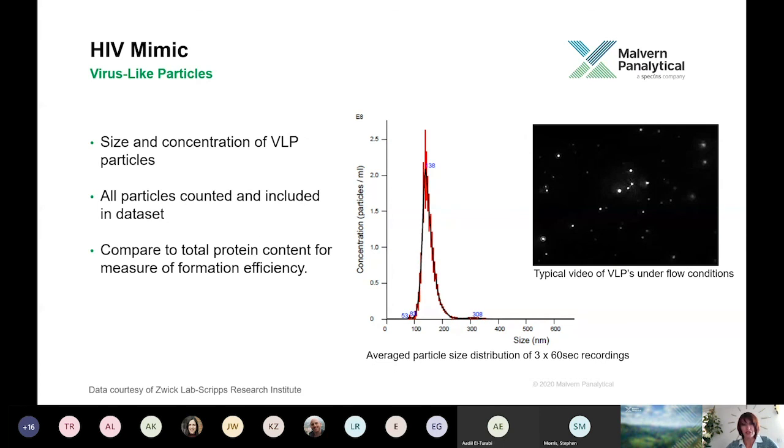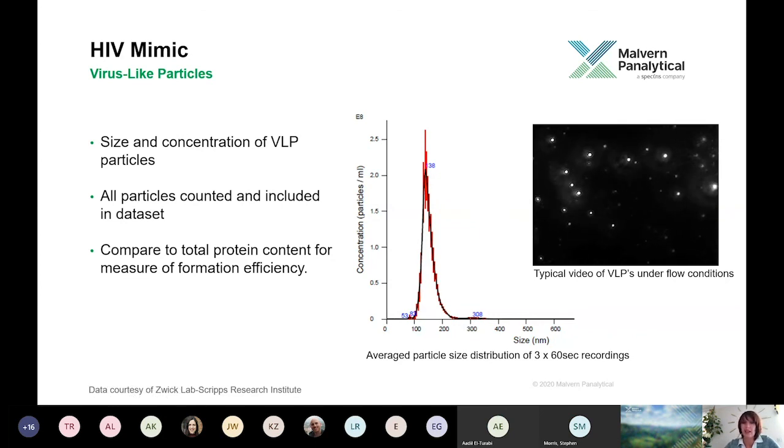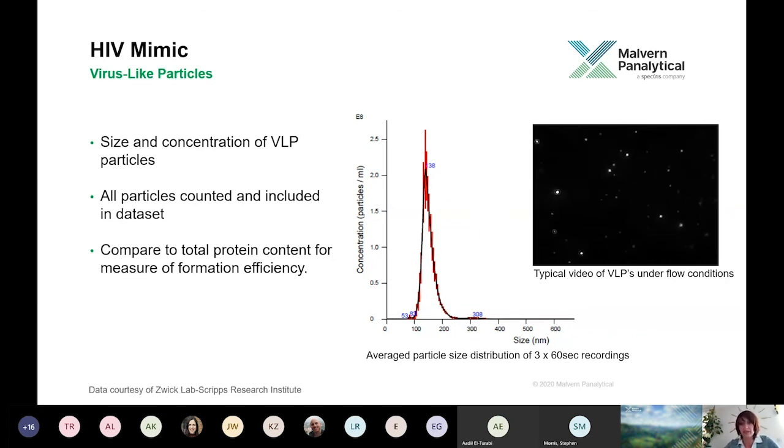In this example here, I would like to show you how virus-like particles look. So this is a typical video of virus-like particles in a size range around 140 nanometers, and a typical distribution of virus-like particles. NTA can easily measure the size and concentration of virus-like particles. It's quite interesting that many other biological assays might struggle with them, because virus-like particles don't contain any infectious or nucleic acids inside.